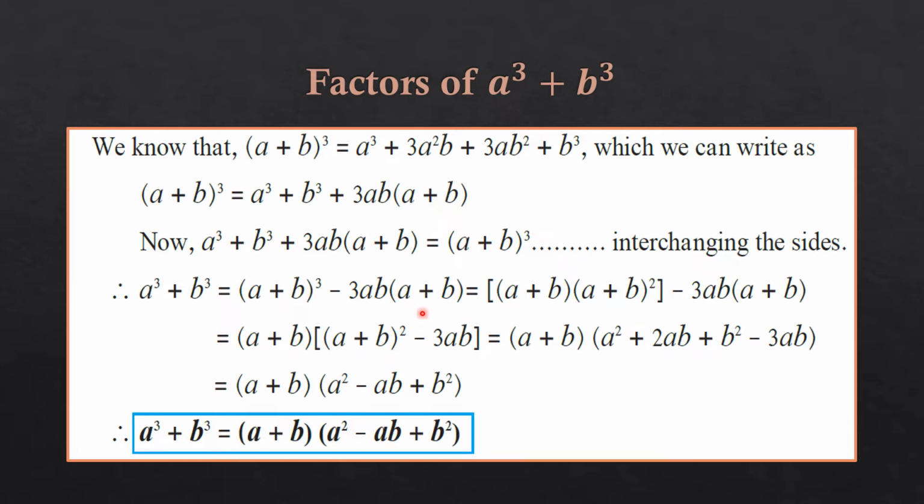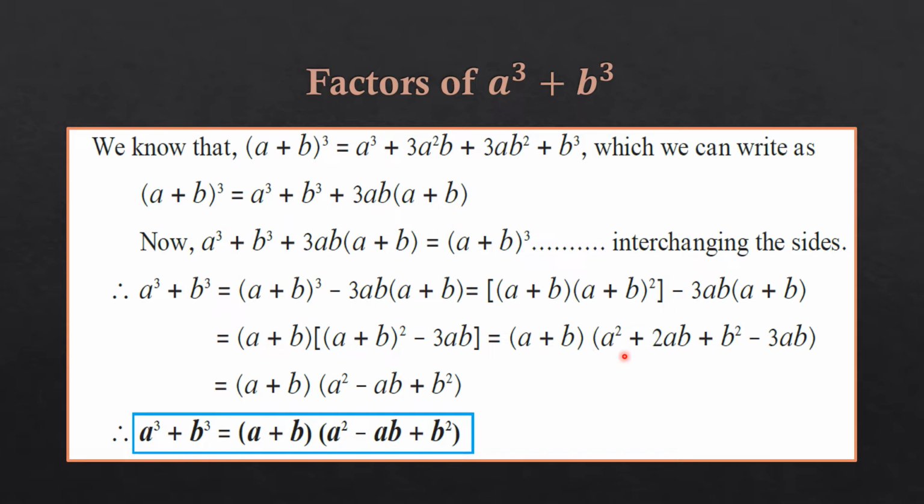Now from these two terms we can take a plus b as common. Then (a plus b) whole cube, we can write this term as (a plus b) into (a plus b) square, and after that we take a plus b as common and write (a plus b) into bracket (a plus b) square minus 3ab.